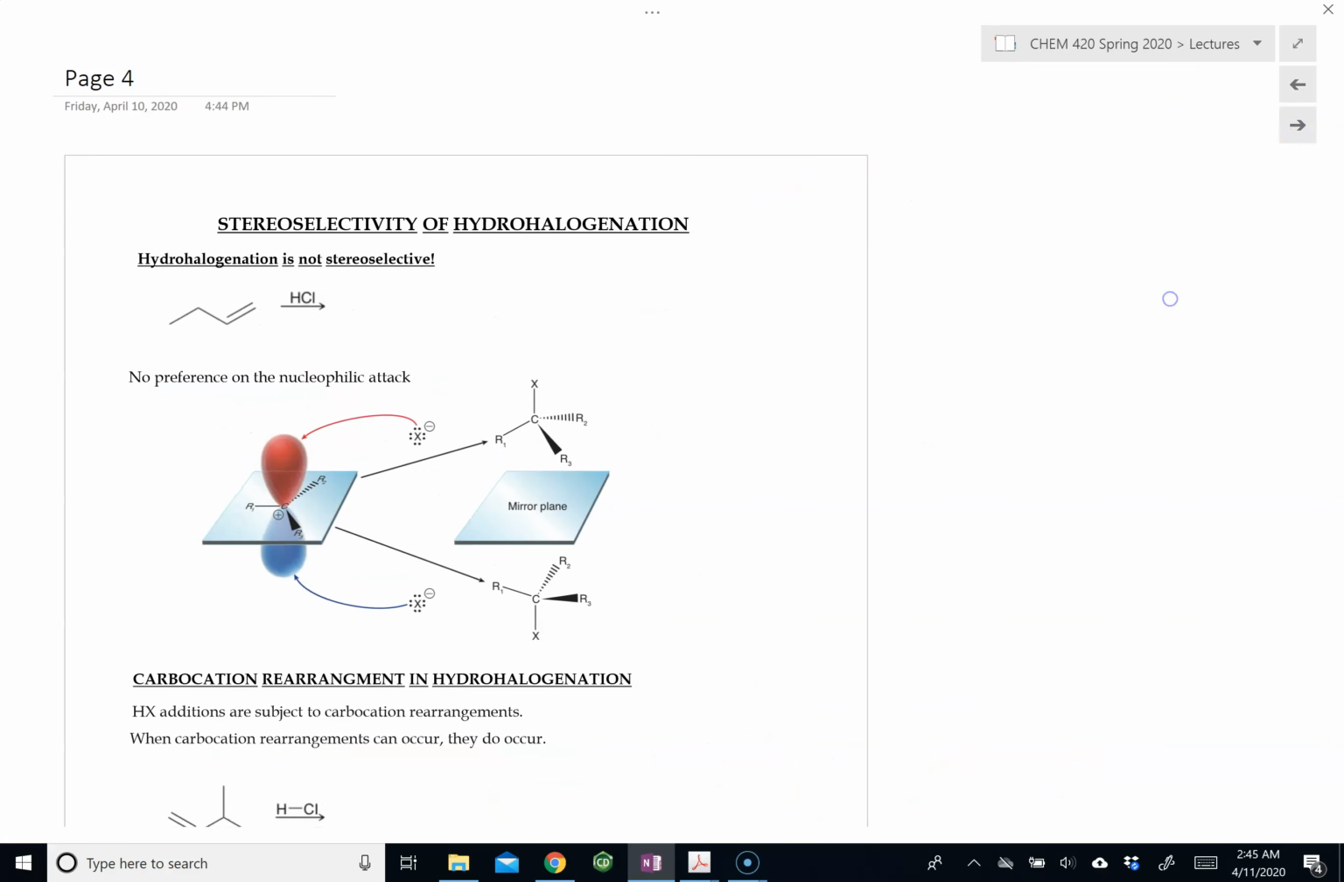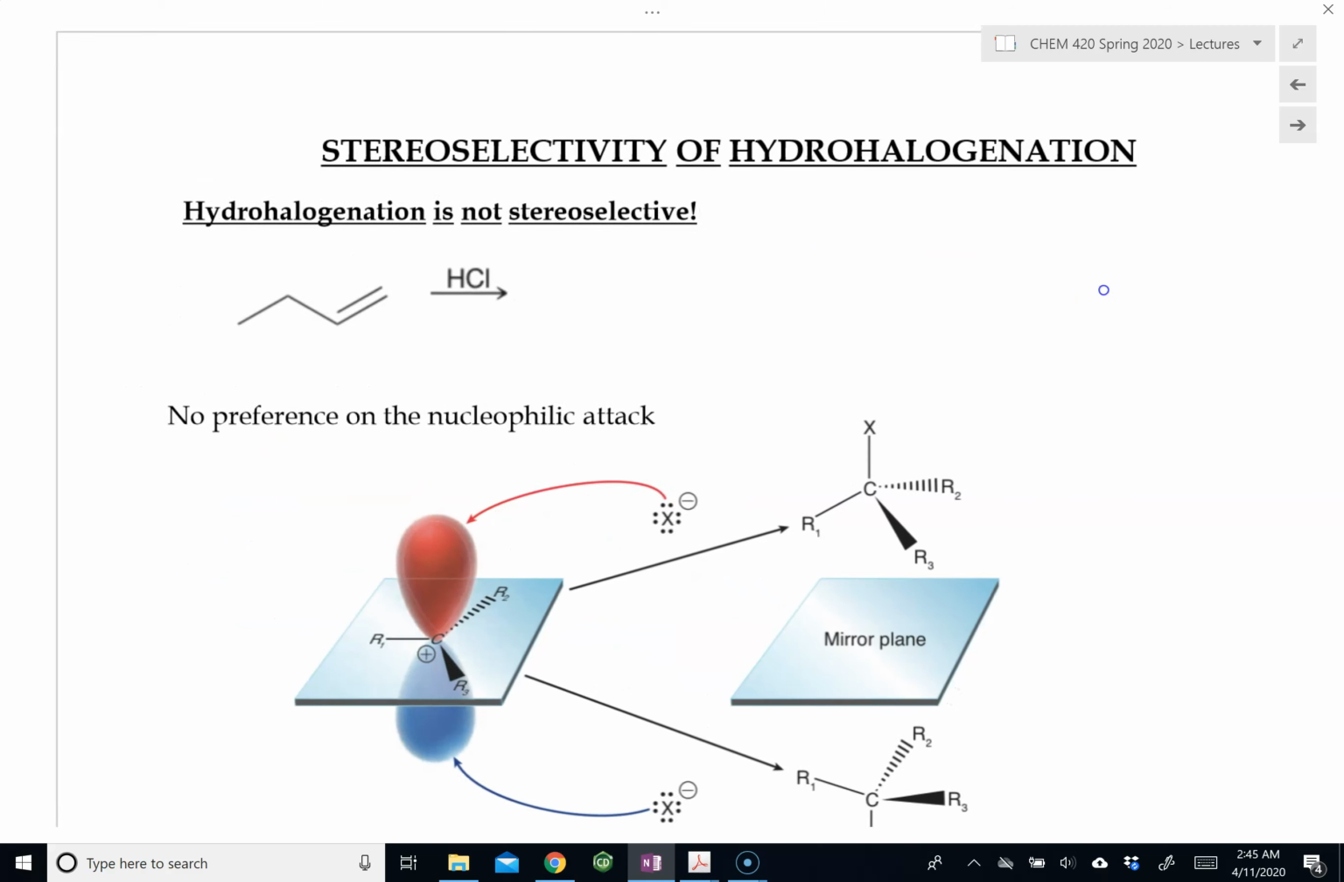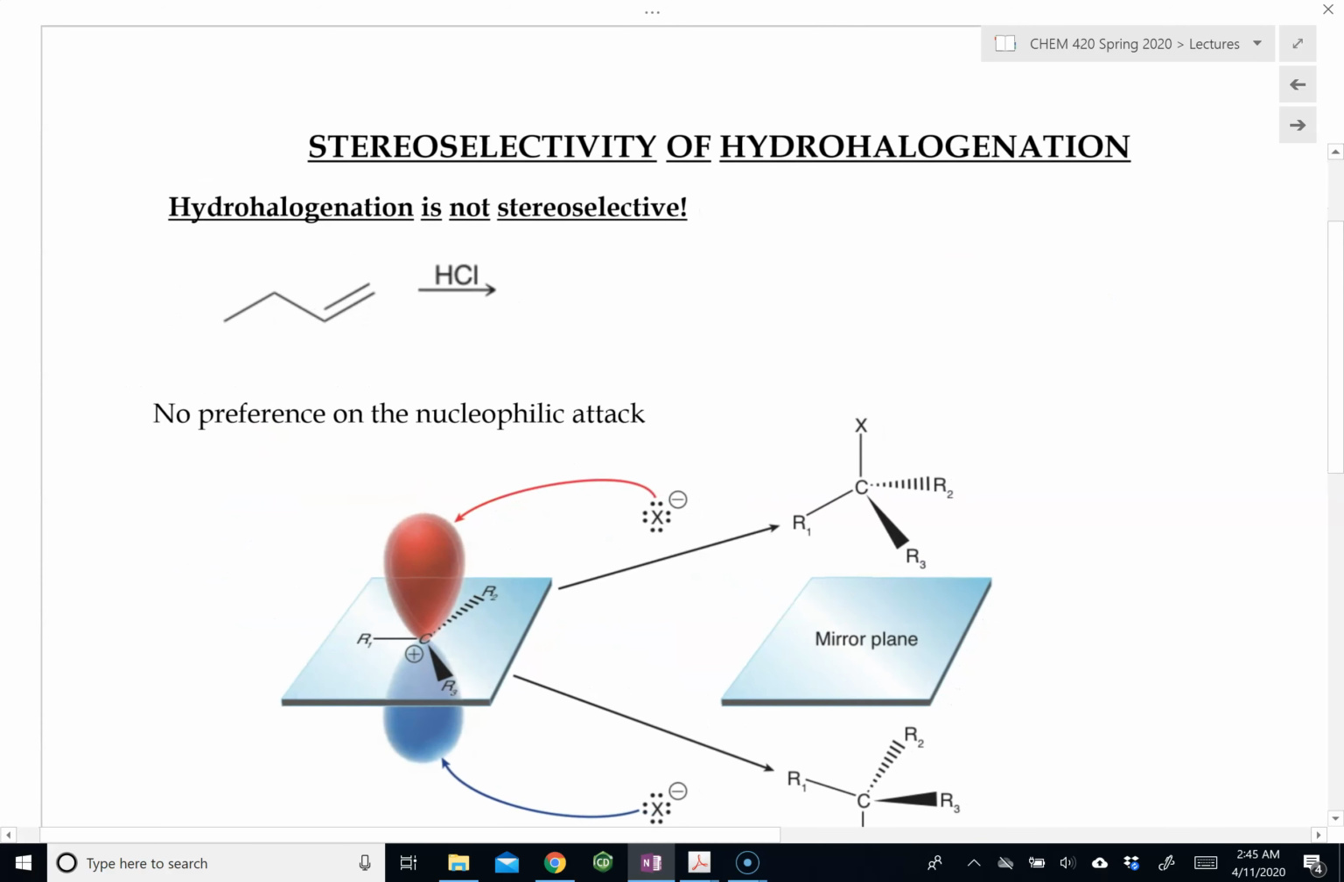And now let's focus on the stereoselectivity of a hydrohalogenation reaction. So the hydrohalogenation reaction is actually not stereoselective. We will not be able to produce a particular type of stereochemistry that we want, but in fact we'll be able to produce a racemic mixture. And this actually makes this reaction not very efficient in terms of yield, because again a racemic mixture is being produced.